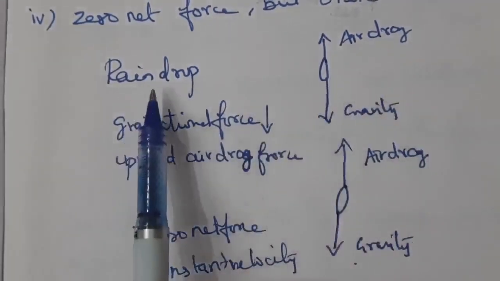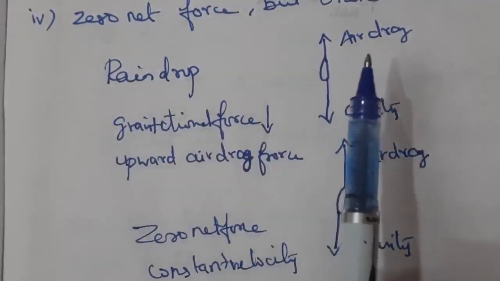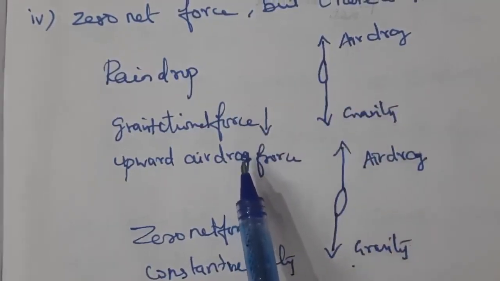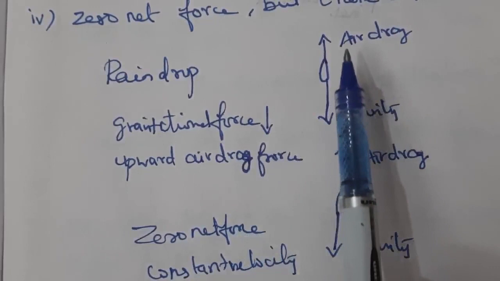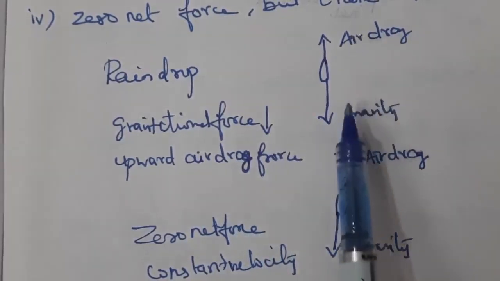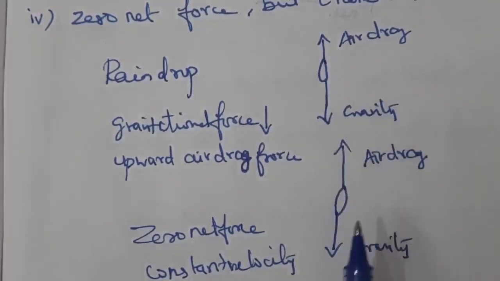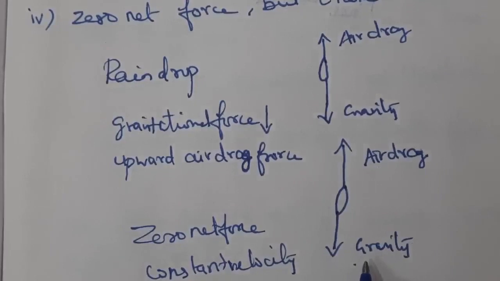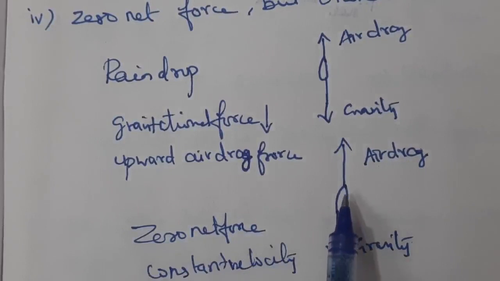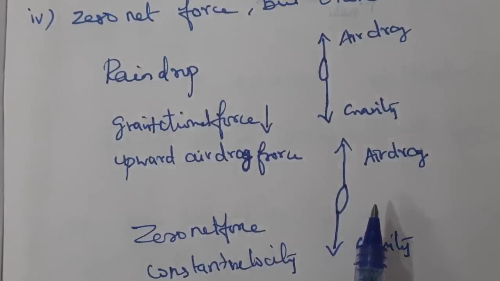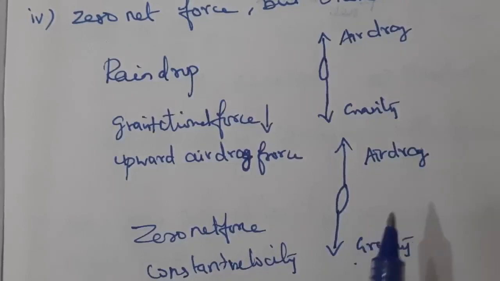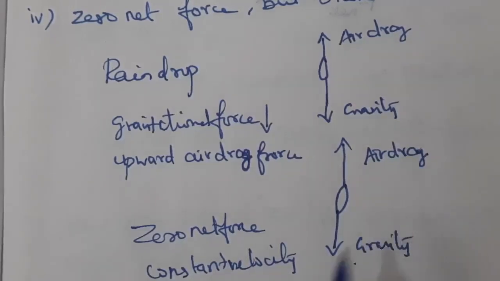For example, raindrop coming from the cloud. It experiences two forces, gravitational force and upward air drag force. At first, the air drag force is comparatively less than the gravitational force. When it descends, the air drag force increases and at a particular time, it cancels with the gravitational force. So there is zero net force acting on it. Also, this raindrop moves with the constant velocity. So we can say the raindrop comes with a zero net force, therefore zero acceleration, but with a non-zero velocity.